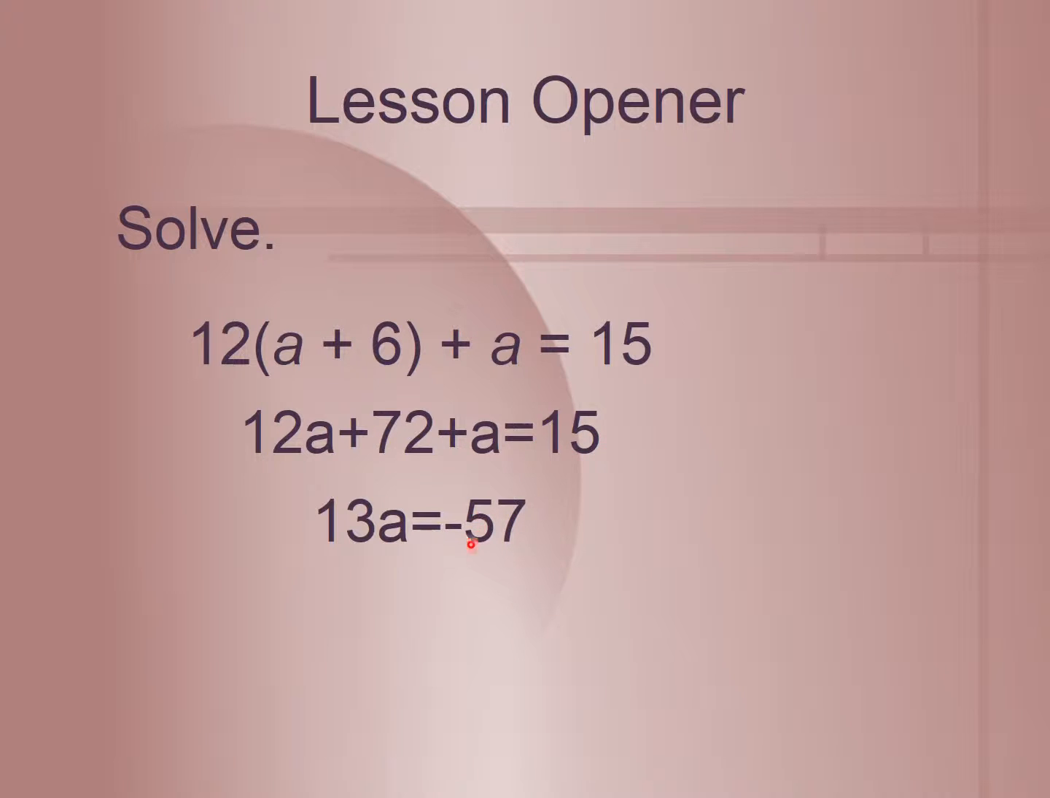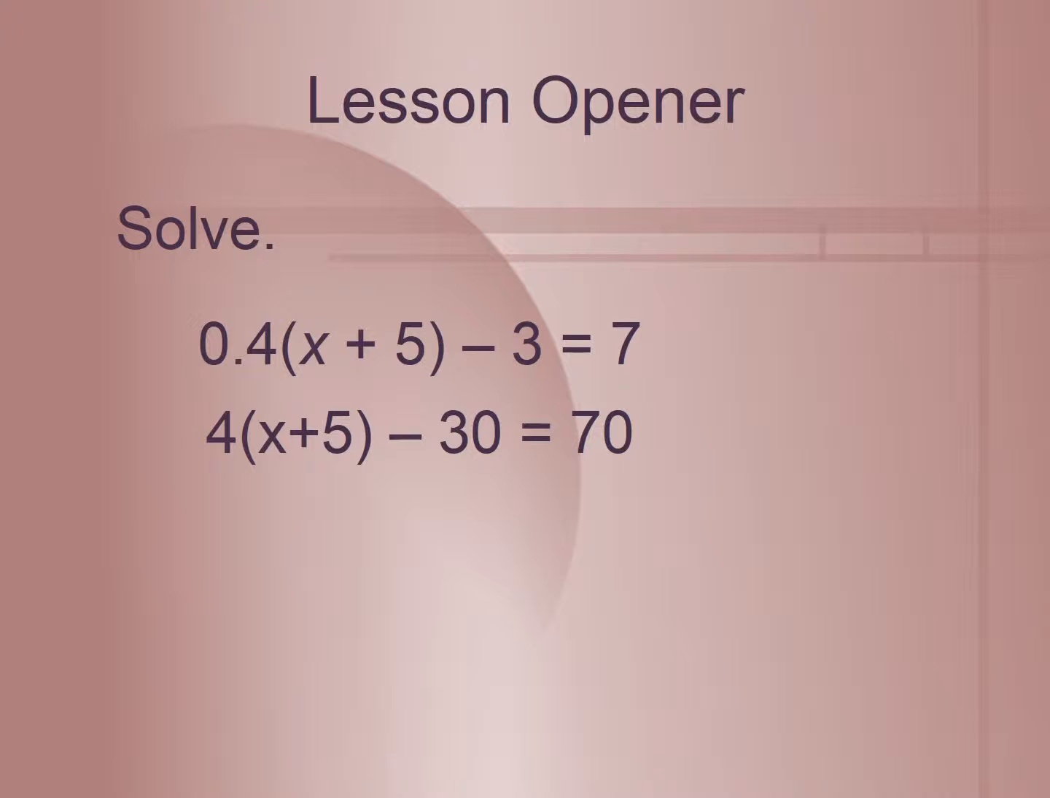Then we combine like terms. 12a plus a is 13a. And we also subtract 72 from both sides. So 15 minus 72 gives us negative 57. Then we're going to divide both sides by 13, and we get our answer: a is equal to negative 57 over 13.